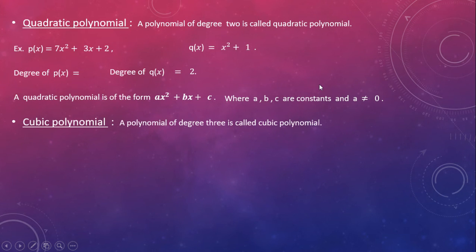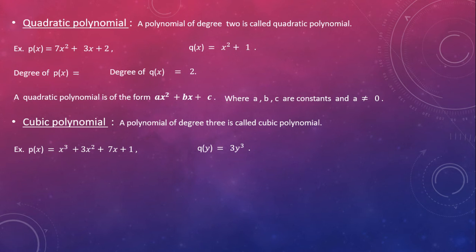The next type of polynomial, cubic polynomial. A polynomial of degree 3 is called cubic polynomial. That means if the degree of any polynomial is 3, it is called cubic polynomial. Let's see the examples. Px equals to x cube plus 3x square plus 7x plus 1. Here the degree of px is 3, since the highest power of x in this polynomial is 3.